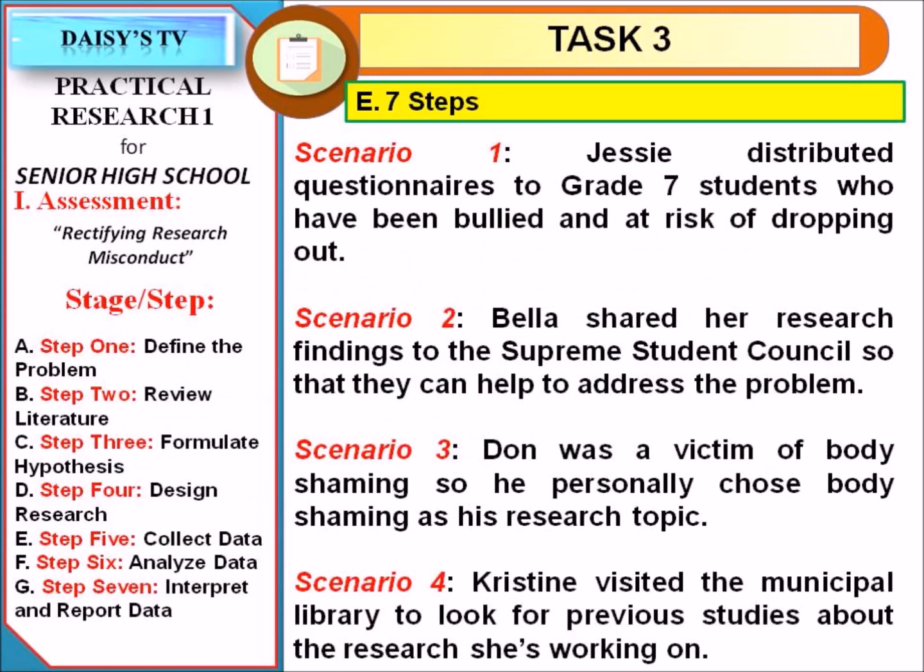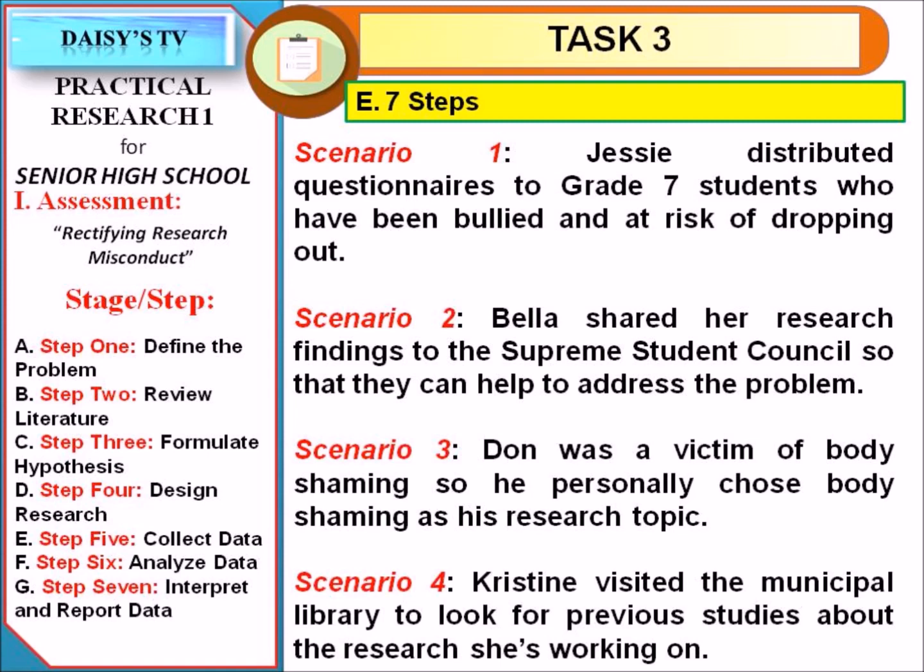We are still in E, 7 Steps. Scenario 1. Jesse distributed questionnaires to Grade 7 students who have been bullied and at risk of dropping out. Scenario 2. Bella shared her research findings to the Supreme Student Council so that they can help to address the problem.